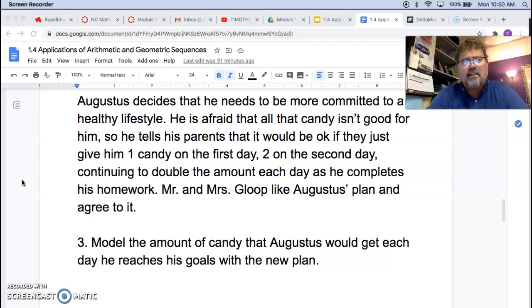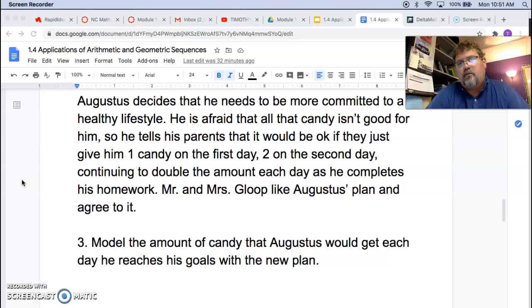It says, Augustus decides that he needs to be more committed to a healthy lifestyle. He's afraid that all the candy isn't good for him, so he tells his parents that it'd be okay if they just give him 1 candy on the first day, 2 on the second day, and continue doubling that amount each day as he completes his homework. Mr. and Mrs. Gloop like his plan, and they agree to it.